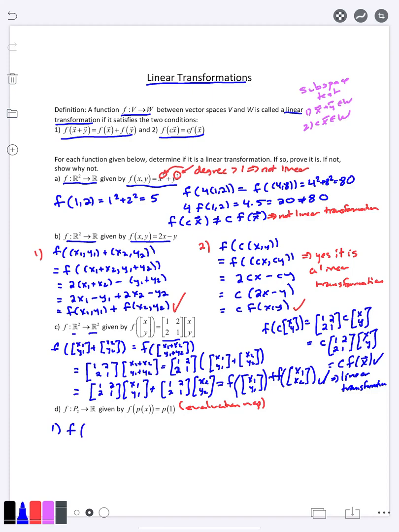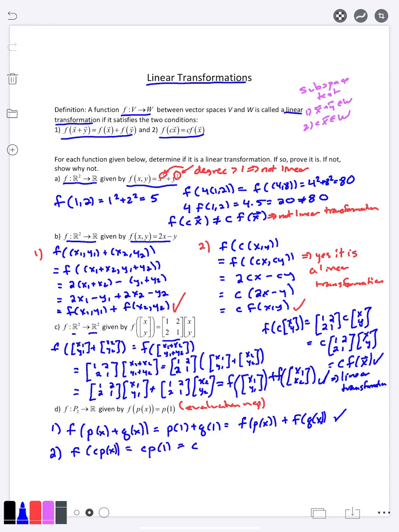So condition 1, I'm going to add two vectors, and in this vector space, vectors are polynomials. But then, what does this function do? It evaluates the polynomial at 1. So if you plug in 1 into your polynomial, you just get that, which is the same as applying f to the polynomial p, and then separately applying f to the polynomial q, which is what we need for condition 1. And then for condition 2, f of c times p of x would be c times p of 1, which is c times f of p of x.